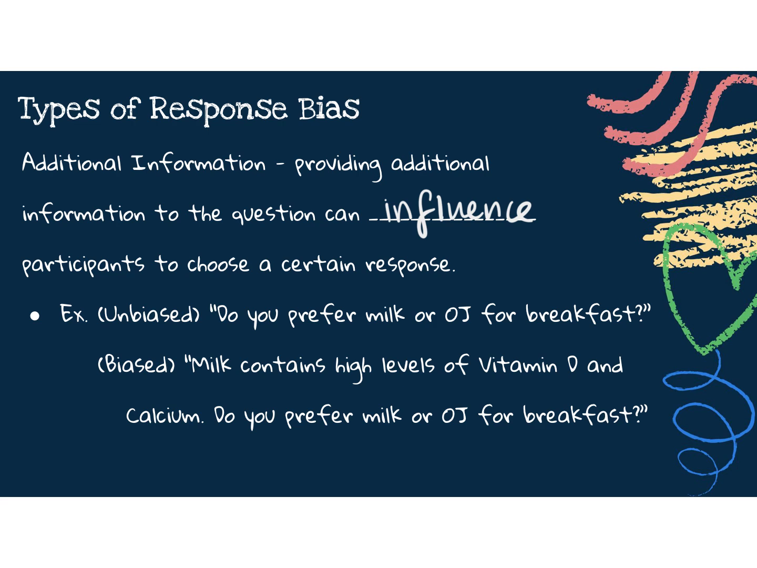Then we've got additional information. Providing additional information to the questions can influence participants to choose a certain response. So an example of an unbiased question would be, "Do you prefer milk or OJ for breakfast?" Then a biased way to word that question with additional information would be, "Milk contains high levels of vitamin D and calcium. Do you prefer milk or OJ for breakfast?" So there, adding that information about the milk might make people be like, "Oh, I'm going to say milk because it's got the calcium and the vitamin D, and that's good for me." Some people might not be influenced by these different biases.